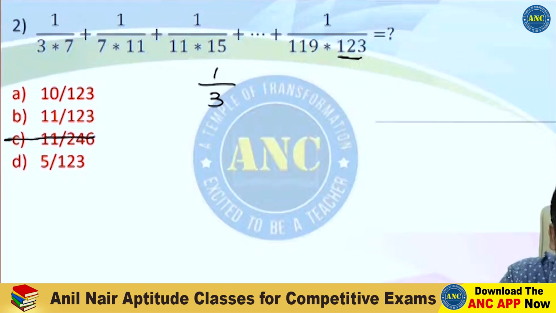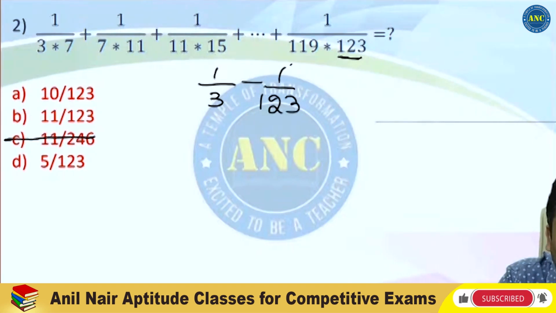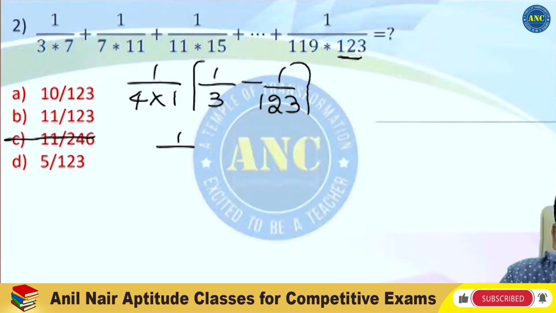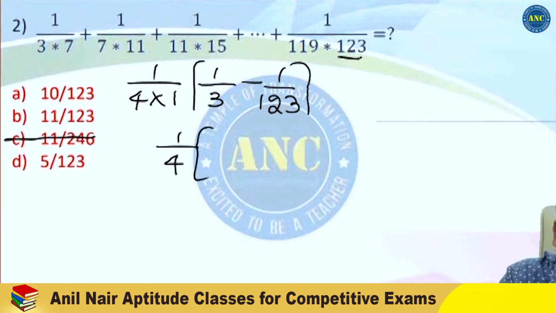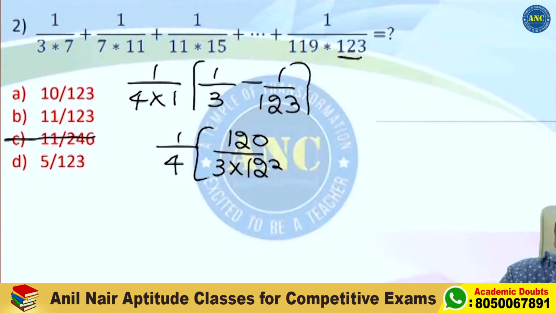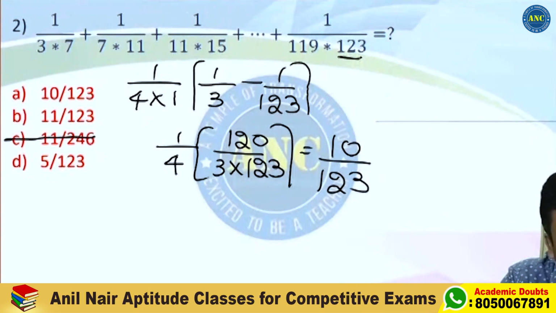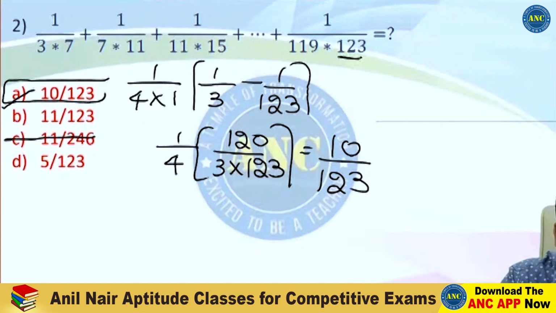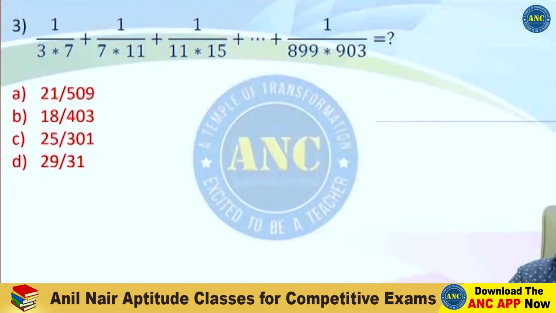So the answer is, now here we cannot eliminate it. 1 by 3 minus 1 by 123, 1 by 4 into 1. So this is nothing but 1 by 4 into 120 divided by 3 into 123. The answer is nothing but 10 by 123. I hope it is clear. Just keep an eye on the answer options. Sometimes you can eliminate it.